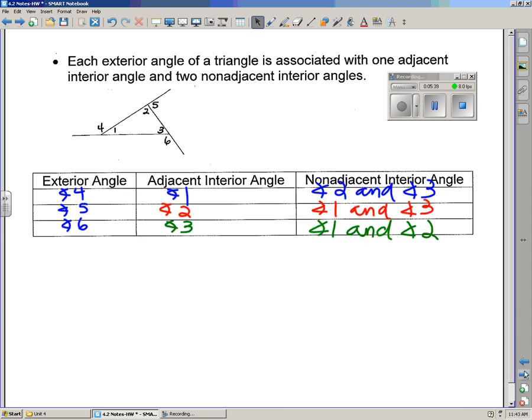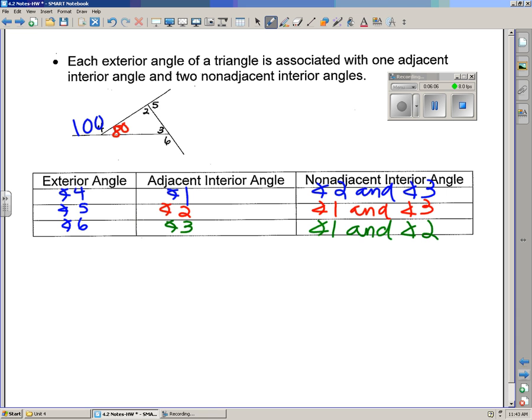Well, there is a special relationship between the exteriors and the non-adjacent interiors. And I'm just going to show you something right now before we fill in the next two bubbles, or the next two fill in the blanks. If we were to pick an exterior angle at 4, let's say being 100 degrees, then what would have to happen is angle 1, the supplement, would have to be 80.